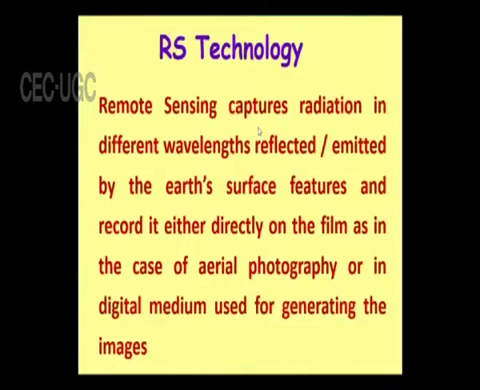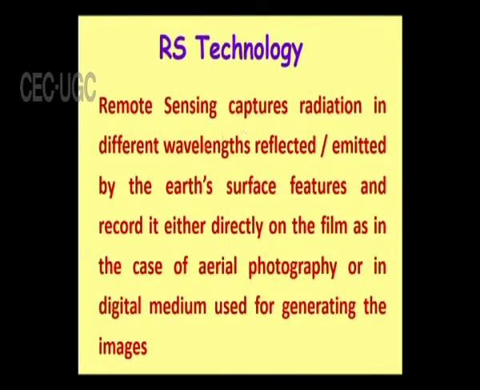In the previous episode we already discussed remote sensing, and now let us see the definition of what it is. Remote sensing technology captures the radiation in different wavelengths reflected or emitted by the Earth's surface features and records it either directly on film, as in the case of aerial photography, or in a digital medium used for generating images. Look at the definition.